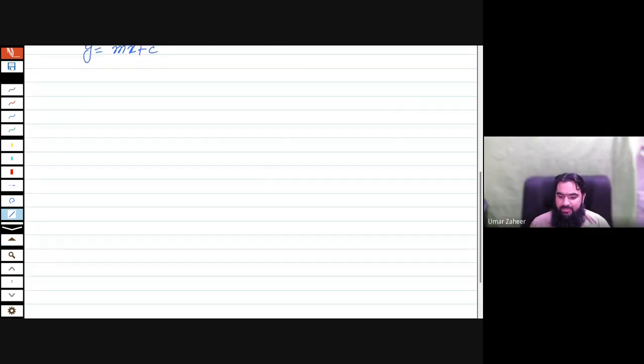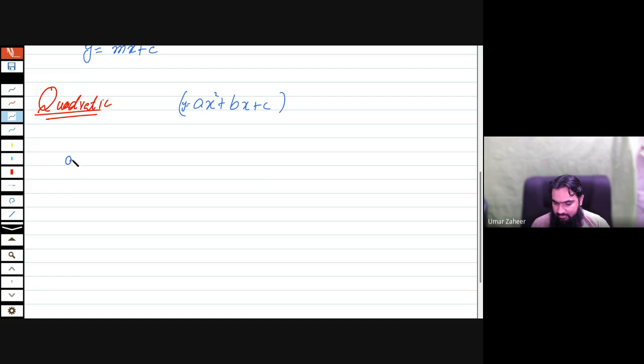The second type of graph, the rough sketch that you must know, is the quadratic. The standard form of the quadratic is basically ax squared plus bx plus c. This is the standard form of the graph, ax squared plus bx plus c. Always remember if the coefficient of x squared is greater than 0, then the shape of the graph is going to look like a U shape like this.